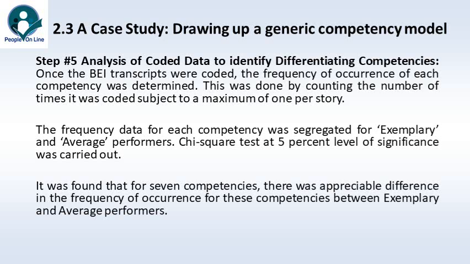The frequency data for each competency was segregated for exemplary and average performers. A chi-square test at 5% level of significance was carried out. It was found that for 7 competencies, there was appreciable difference in the frequency of occurrence between exemplary and average performers.